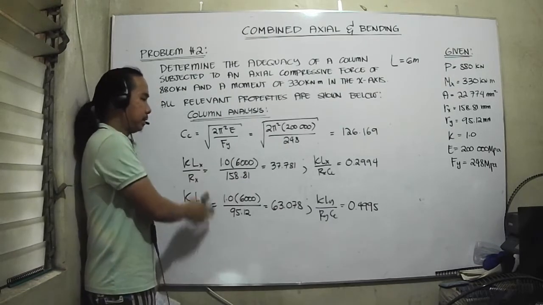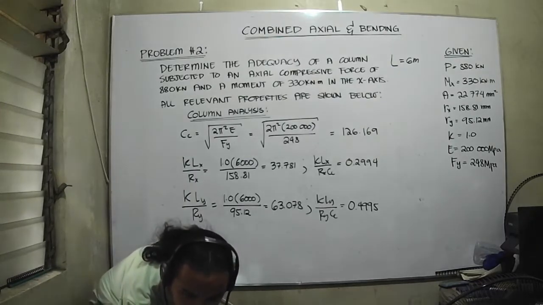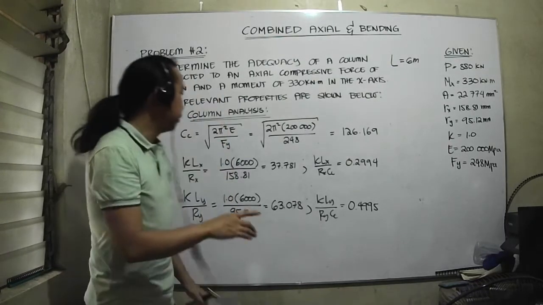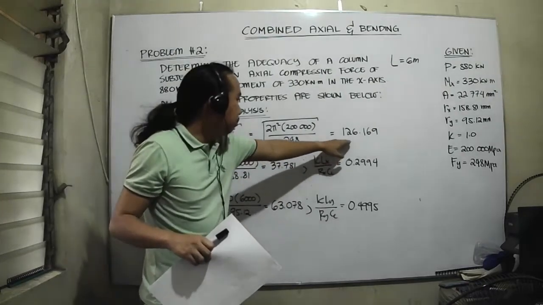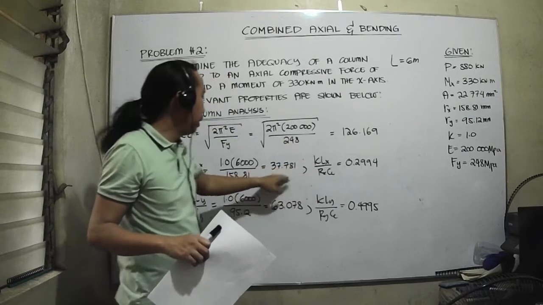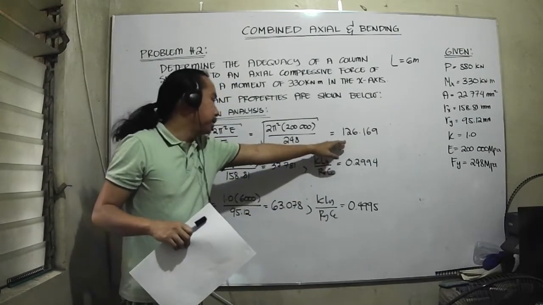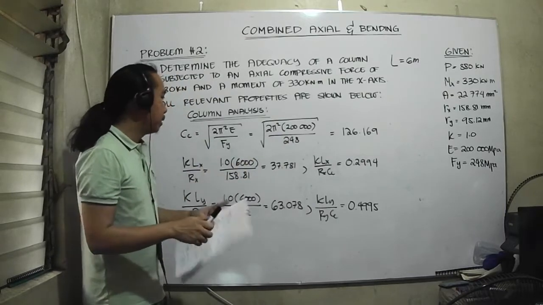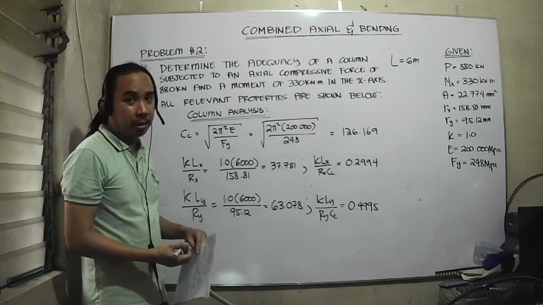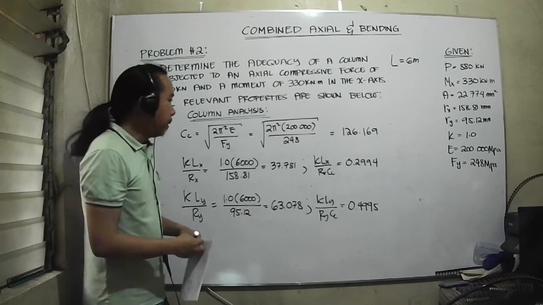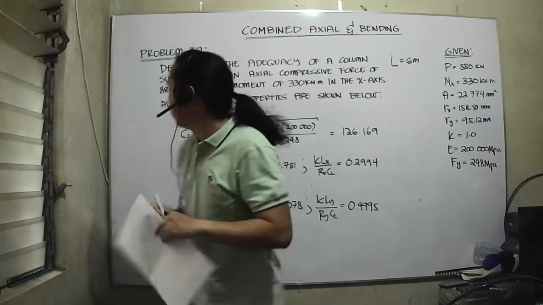This is for the x-axis and this is for the y-axis. Now we can observe that this is below 126, and this is also below 126. So it is safe to say that in either direction we're just going to consider short column analysis. The member is not slender in either direction. Member is not slender.